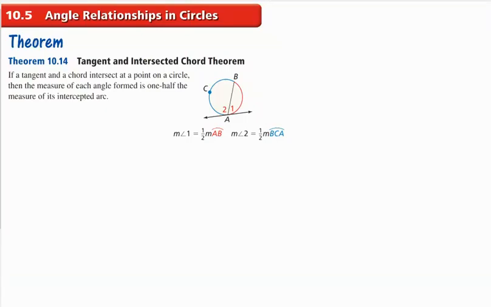Okay, so this is section 10.5, angle relationships in circles. The chapter jumps right into more circle theorems. So we have theorem 10.14, which is the tangent and intersected chord theorem. It states if a tangent and a chord intersect at a point on the circle. So here we see that point A is on the circle.